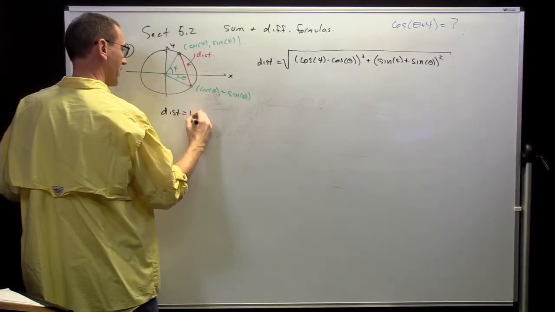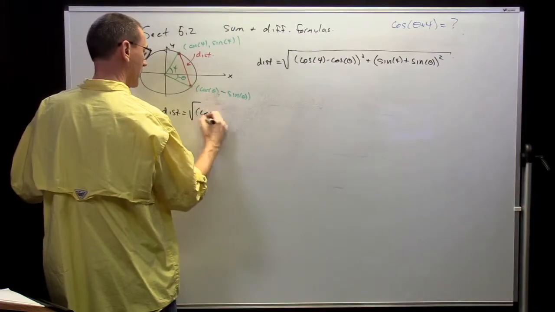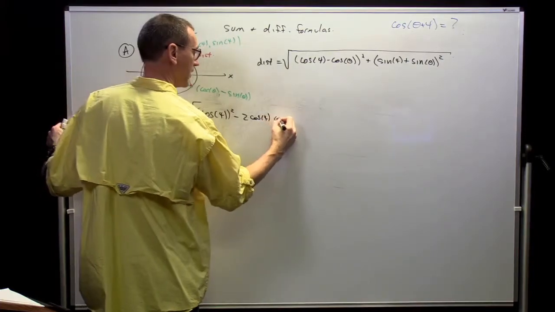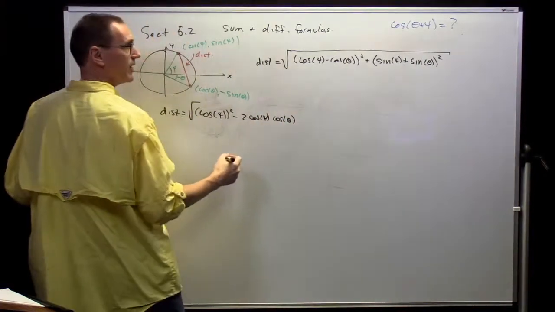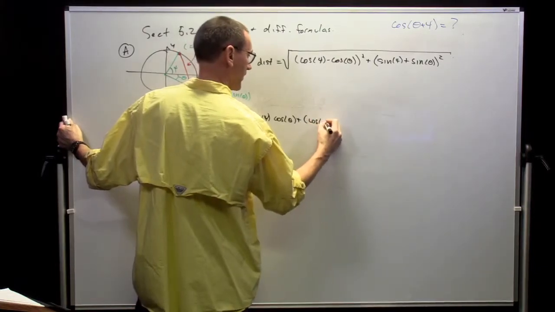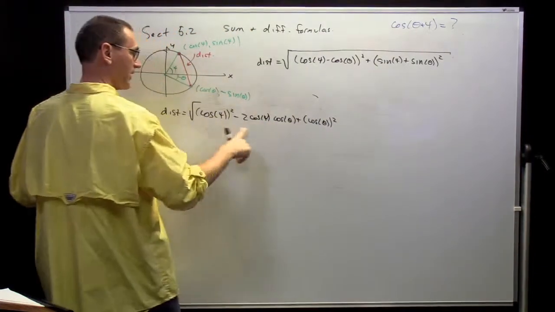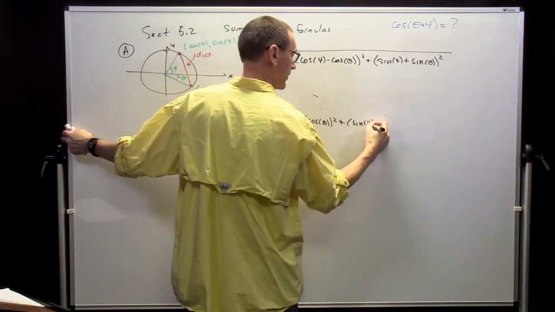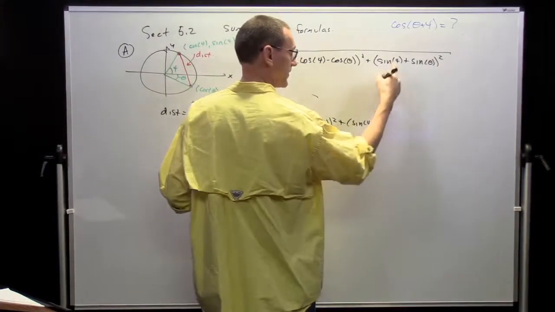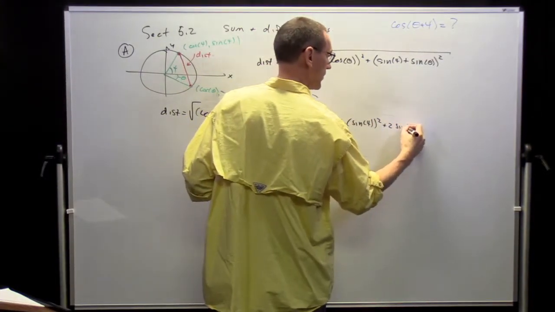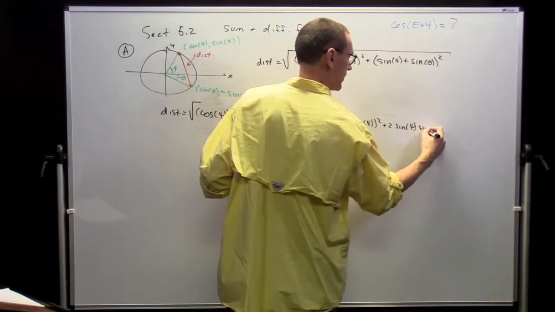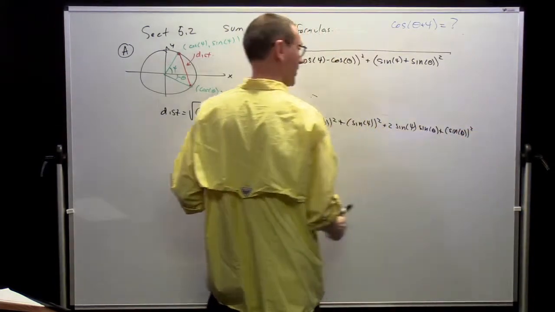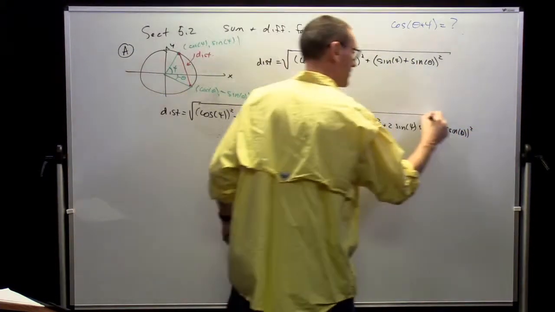So let's see, what am I going to get? I'm going to get the distance then. This is going to be cosine of psi squared minus 2 cosine of psi cosine of theta, plus cosine of theta squared. So if I FOIL that out, I get this. And now when I FOIL this out, that's sine of psi squared plus 2 sine of psi sine of theta plus sine of theta squared. This is a big nasty expression.